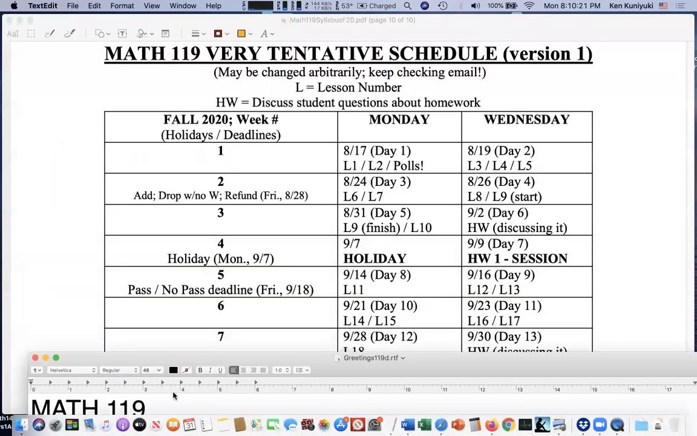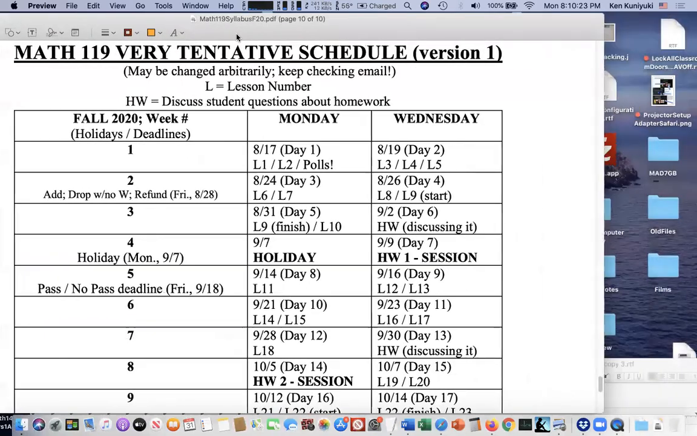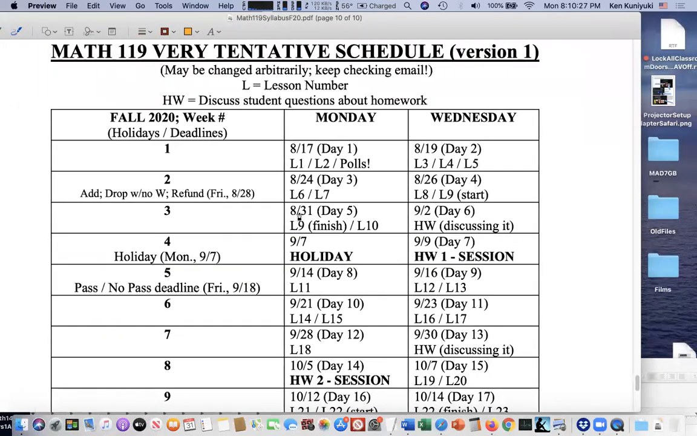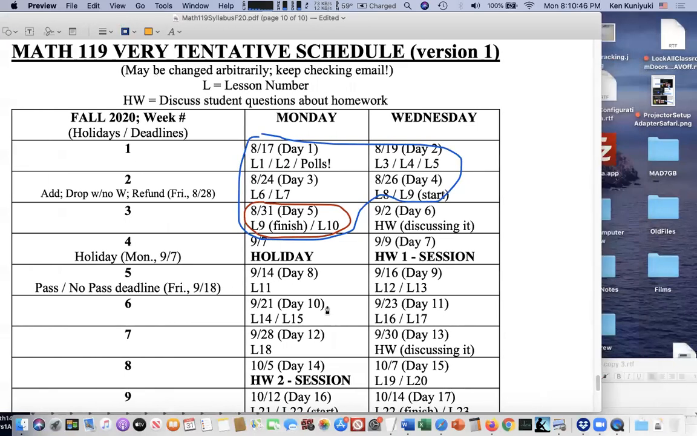All right, welcome back. Let's take a look at the tentative schedule. We're sticking to the schedule, all right? So today is the end of August. Don't forget to pay your rent and stuff, all right? August 31st, finishing lesson 9 and doing lesson 10, which means that we're finishing the material for the first part of the course, lessons 1 through 10. That constitutes the first homework assignment, okay? So what's going to happen is we're going to finish discussing the material today, all right?